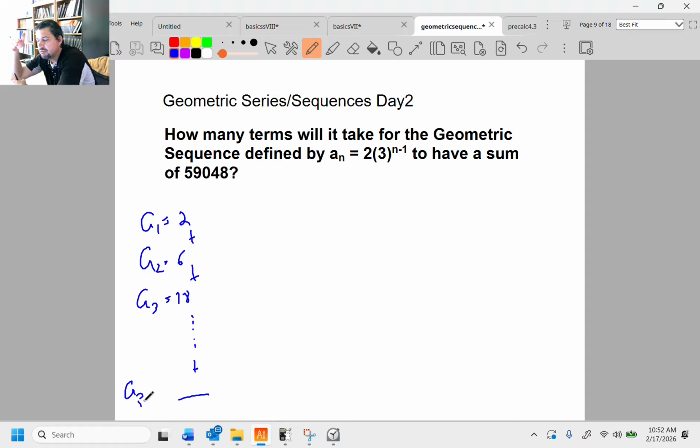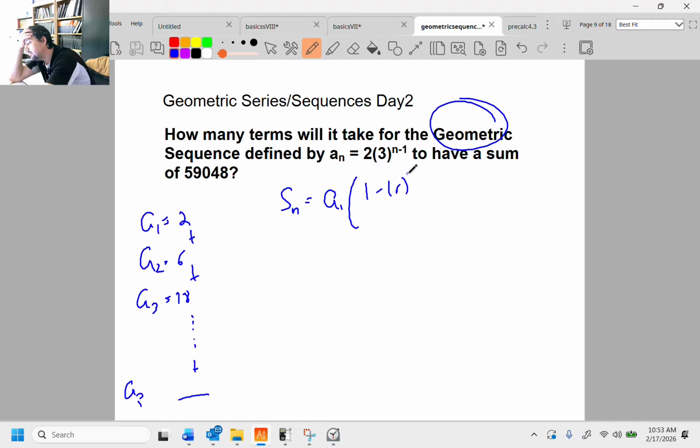So you could do this recursively by finding the terms and adding them, and it would take you a while. Although, to be honest with you, it might be quicker than what I'm about to do because there's the math, and we don't like the math. But I know that the sum of n things, if it's geometric, that's the key word, is the first term times 1 minus, don't forget the parentheses, r to the n over 1 minus r. That's what I know.